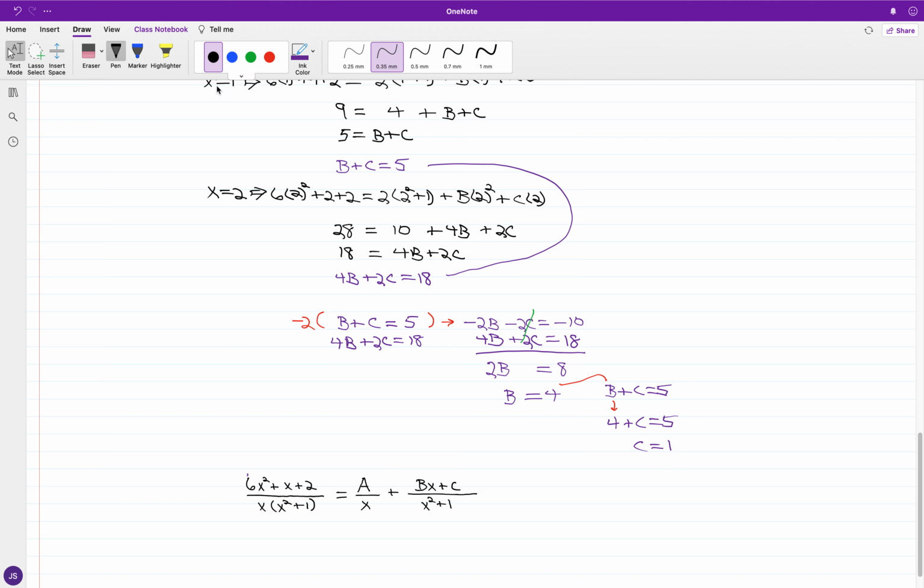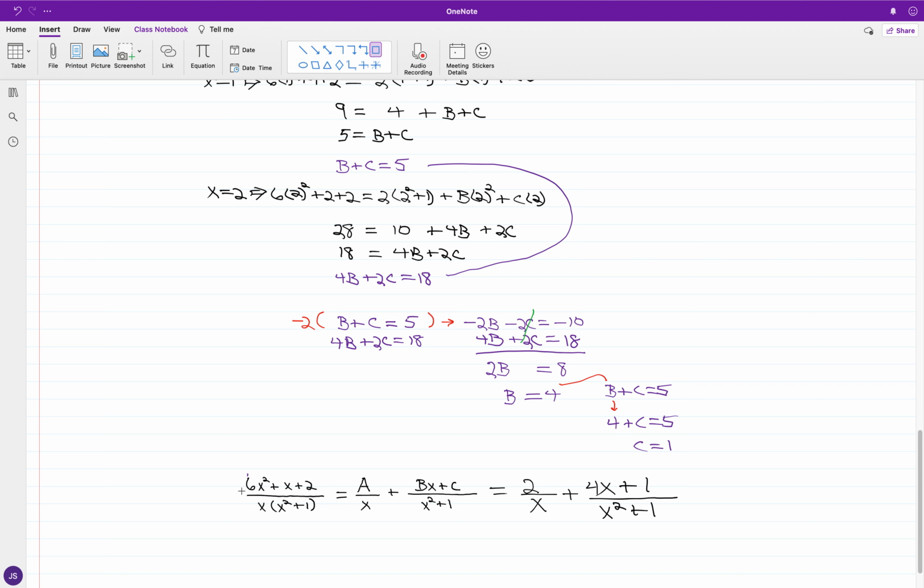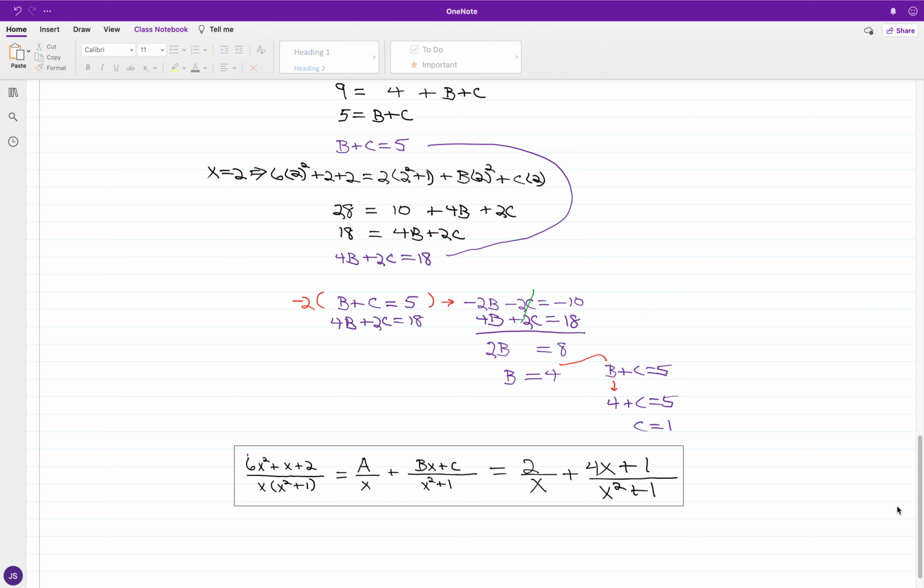And just for the partial fraction decomposition, a is 2, so this would be 2 over x. And b is 4, and if I plug 4 back into b, this is going to be 4x, and c is 1. And so all together, we have 2 over x, and then bx plus c becomes 4x plus 1, and that is going to be all over x squared plus 1. So this will be the partial fraction decomposition breakdown of what we have in this ratio.